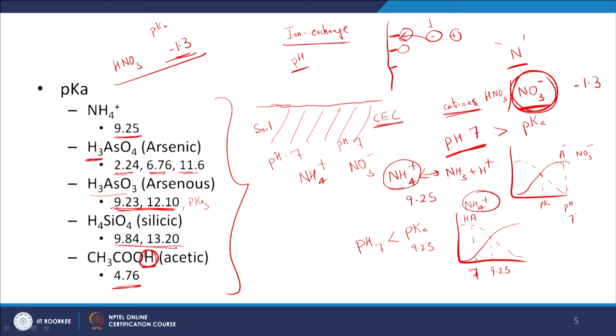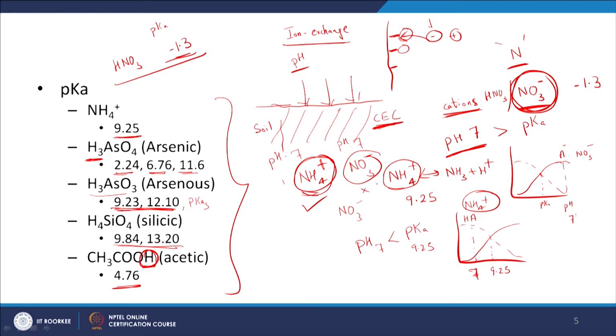But the issue is that the soil has a cation exchange ability and can hold on to cations. So it can hold on to NH4 plus but not hold on to NO3 minus. Whenever there is any rain, NO3 minus can be leached away to the subsurface, but NH4 plus in general can be held on to by the cation exchange capacity of the soil. Thus the farmer would be better off dosing NH4 plus rather than NO3 minus.